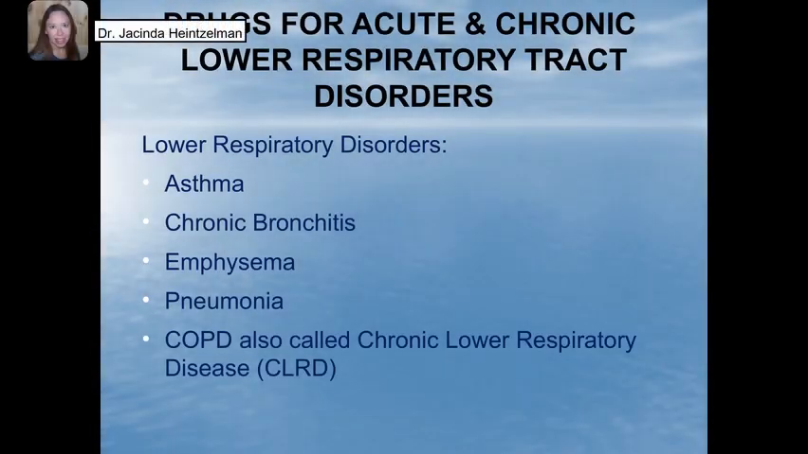Well, we finally made it through the upper respiratory conditions. Now let's talk about medications that can be used for lower respiratory tract disorders. These medications can be used for acute and chronic lower respiratory tract disorders. We are just going to talk about asthma, but some other lower respiratory disorders that we can use the same medications for would include chronic bronchitis, emphysema, pneumonia, or COPD.